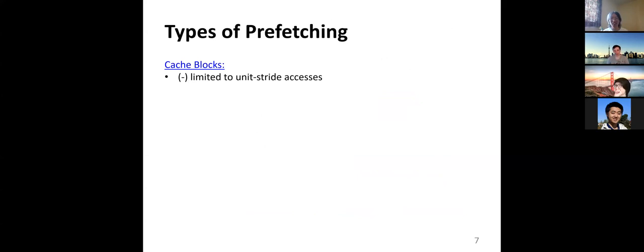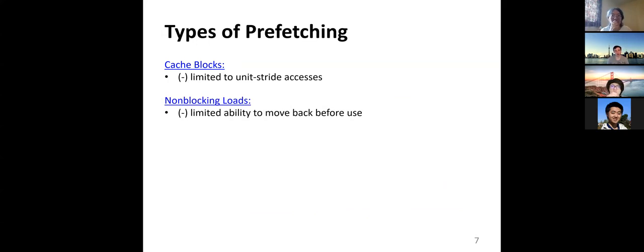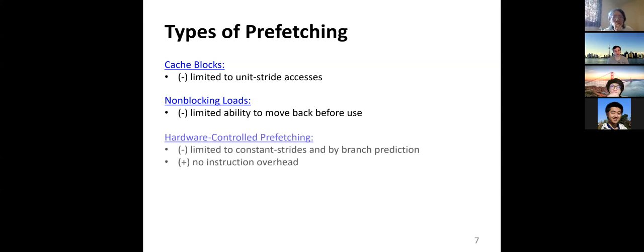Okay, so this is a very basic idea. We'll go into details now. What are the types of prefetching that exist? Well, it can be limited to unit stride accesses, or not limited. There are non-blocking loads, which limits the ability to move back before the use.